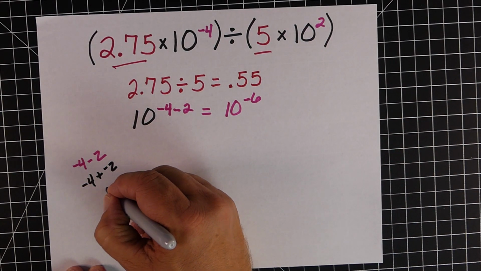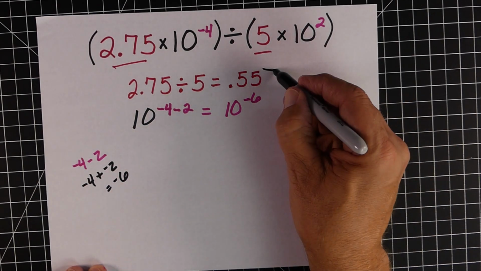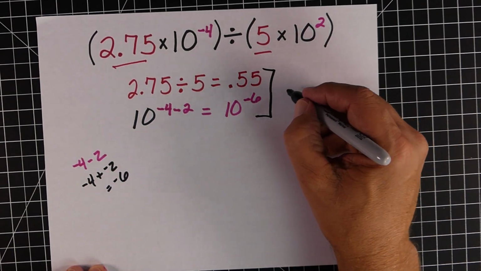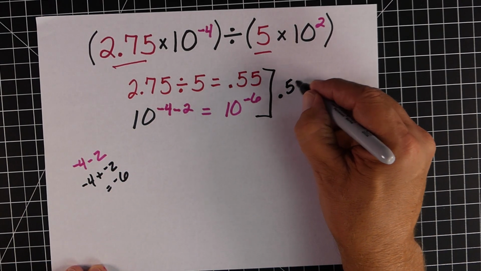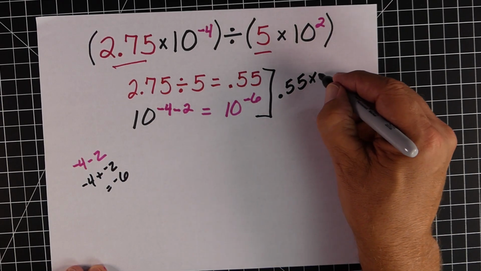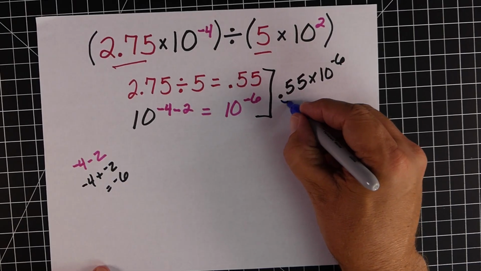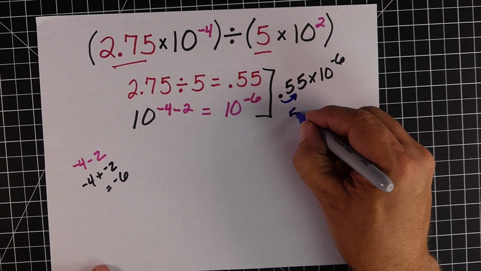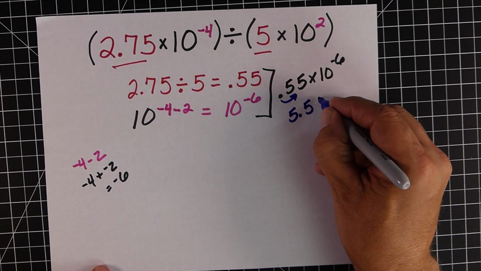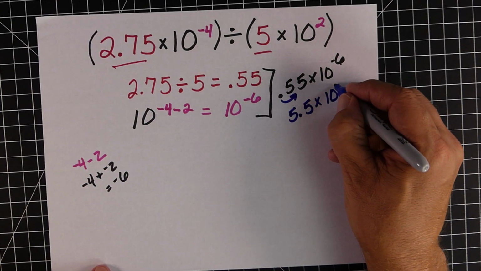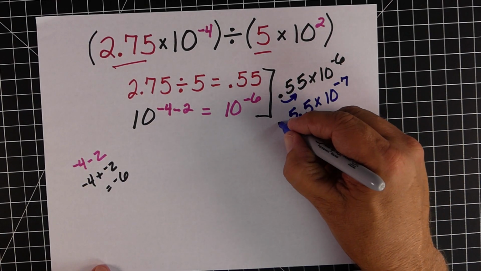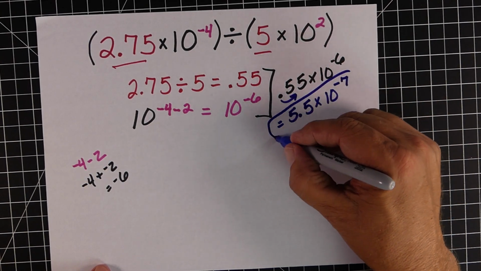Remember, negative 4 minus 2 is just like saying negative 4 plus negative 2. And that would equal negative 6. So we have 0.55 times 10 to the negative 6. But again, that first number, that coefficient, has to be 1 or greater. So we have to move the decimal over 1. That's going to give us 5.5 times 10 to the, and now we have negative 7.